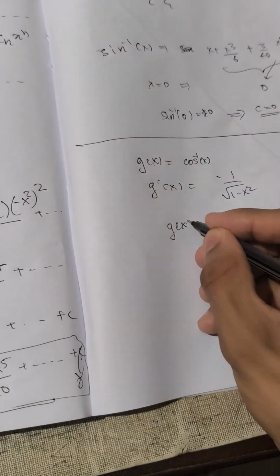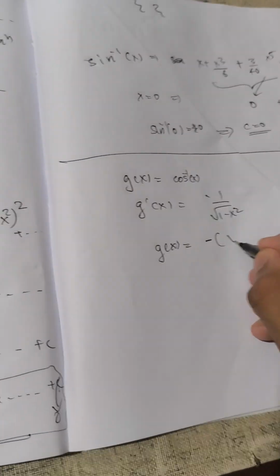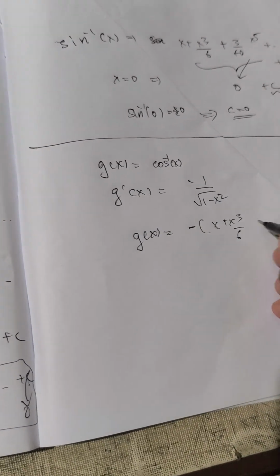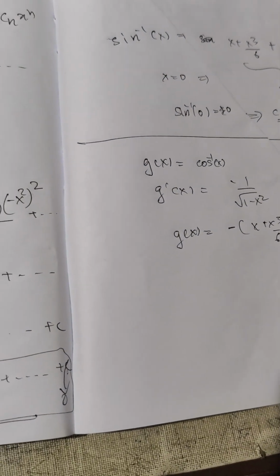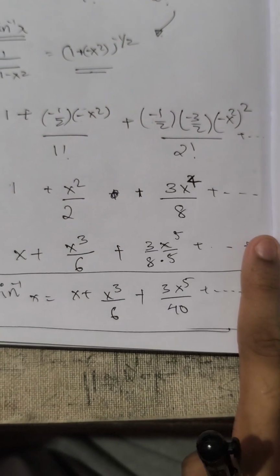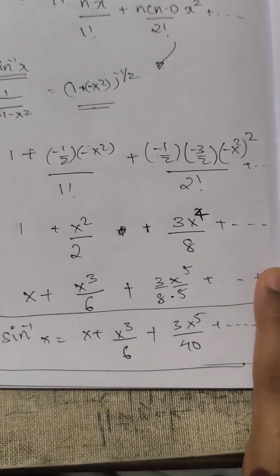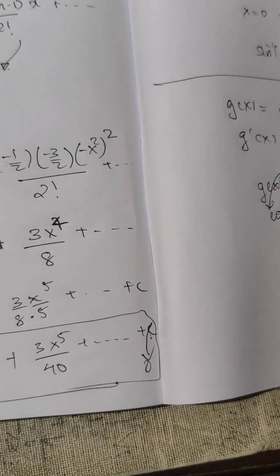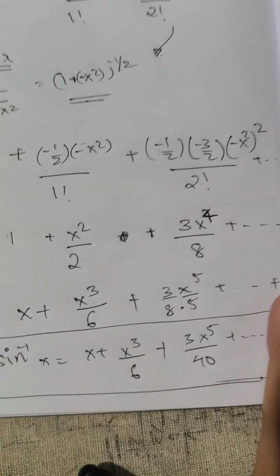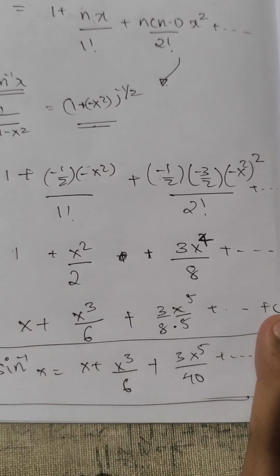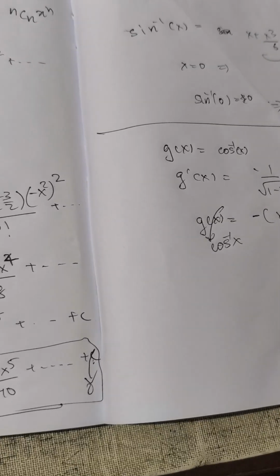So I'm just going to directly skip to this step, and I'm going to write g of x as minus of x plus x cubed by 6 plus 3 by 40 x raised to 5 plus so on and so forth. If I did not have this plus c here, then that means sine inverse x, plus this is cos inverse x, right? Sine inverse x is equal to minus cos inverse x. Or that would imply that sine inverse x plus cos inverse x is equal to 0, which we know is not true. But that's where this plus c is very important.